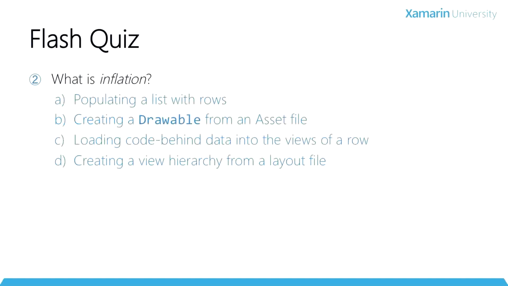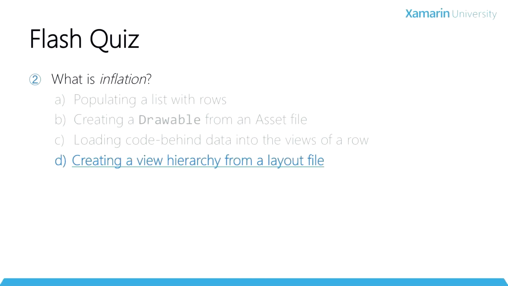Question 2. What is inflation? Is it A, populating a list with rows, B, creating a drawable from an asset file, C, loading code behind data into the views of a row, or D, creating a view hierarchy from a layout file? And the correct answer is D. Inflation creates a view hierarchy from a layout file.